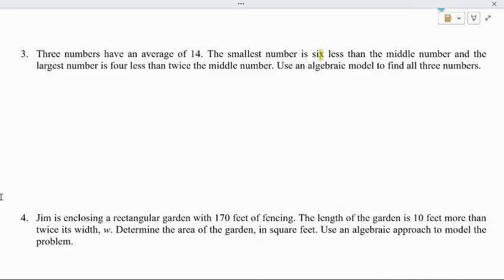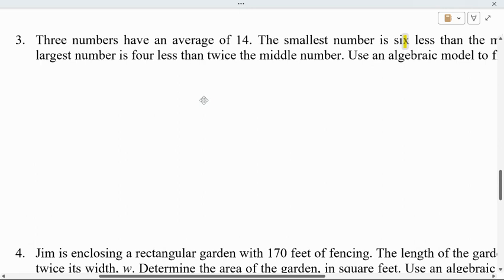Okay. So we're going to do number 3. Number 3 has to do with average. So I want to talk about what average is.